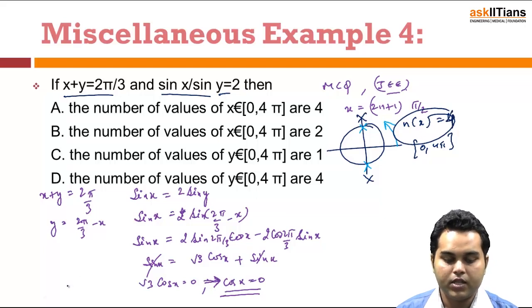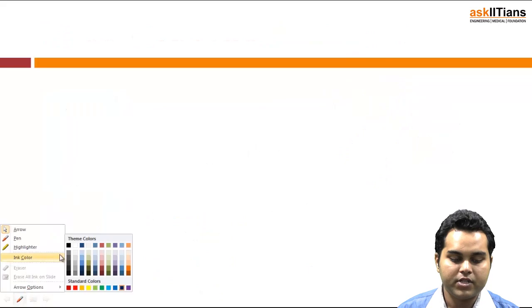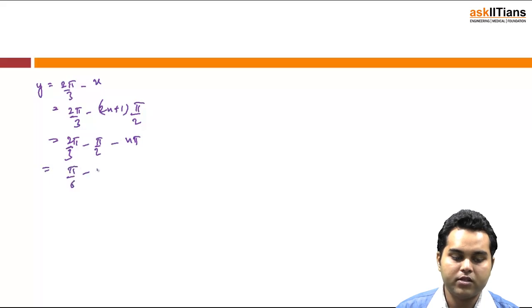Now let's check for the value of y. For checking for the value of y, I would be putting in the solution, that is 2 pi by 3 minus x. X was equal to (2n plus 1) pi by 2, so I would just write that, (2n plus 1) pi by 2, which gives me 2 pi by 3 minus pi by 2 minus n pi, which again is equal to pi by 6 minus n pi.